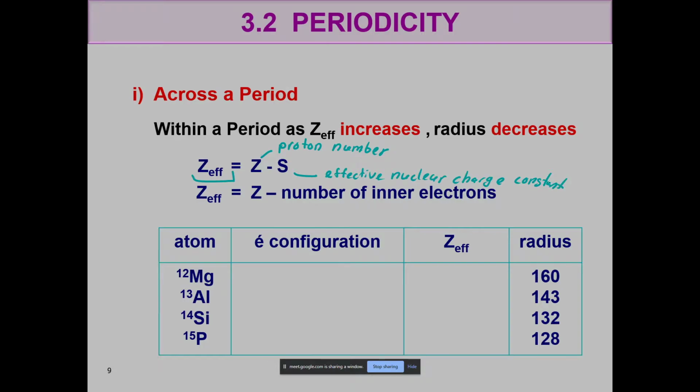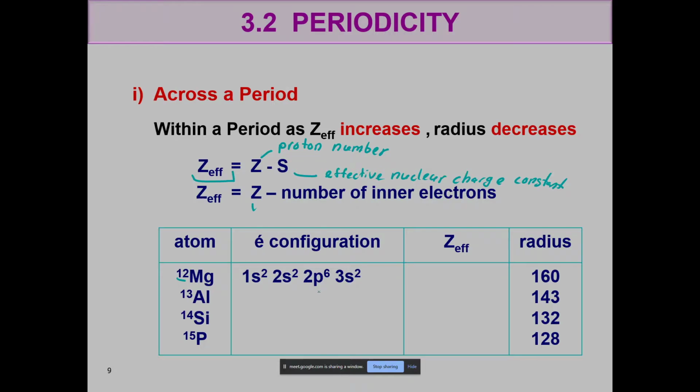Okay, apa benda tu effective nuclear charge constant tu? Doesn't matter. It is very simple. It is just you punya proton number tolak dengan number of inner electrons. Okay, so how do we actually find that? So the first thing is, okay, you buat dia punya electronic configuration, which is the SPDF notation. So contohlah magnesium ada 12, so kita buat 1s2, 2s2, 2p6 and 3s2.